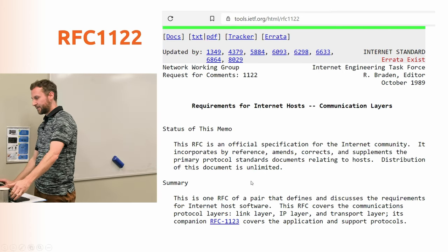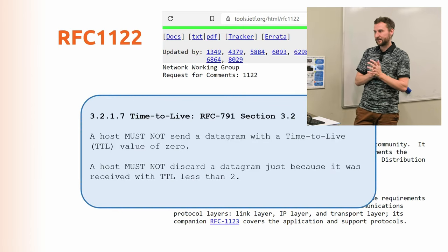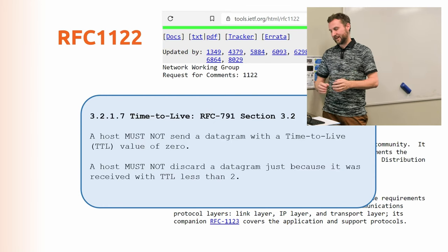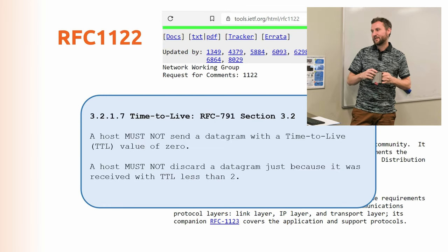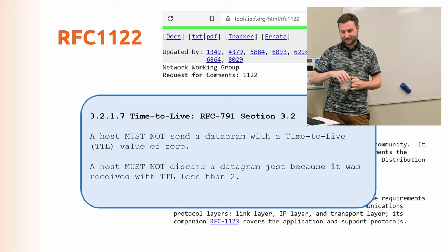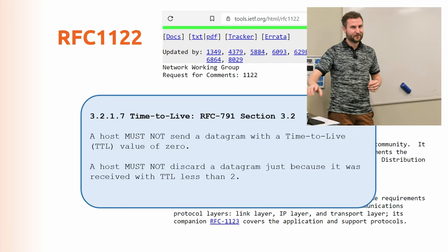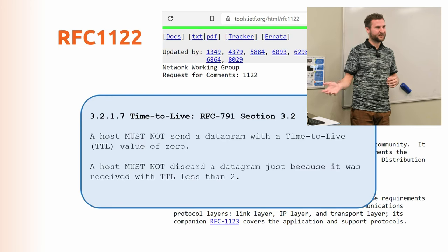These documents get very specific, so I pulled out a random example. A host must not send a datagram with a time to live value of 0, and a host must not discard a datagram if the TTL received was less than 2. This time to live prevents random datagrams, which are like packets, from traveling around the internet with no destination, getting lost. You have a timeout, so the packet eventually dies off.